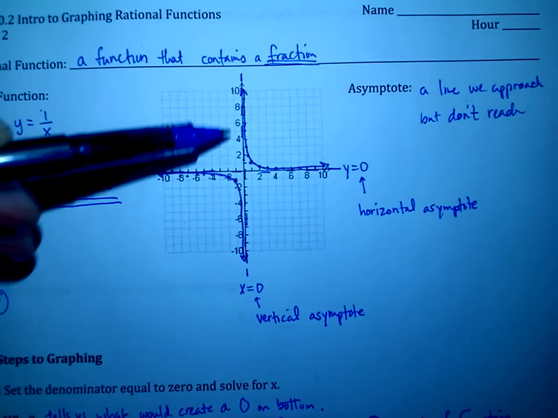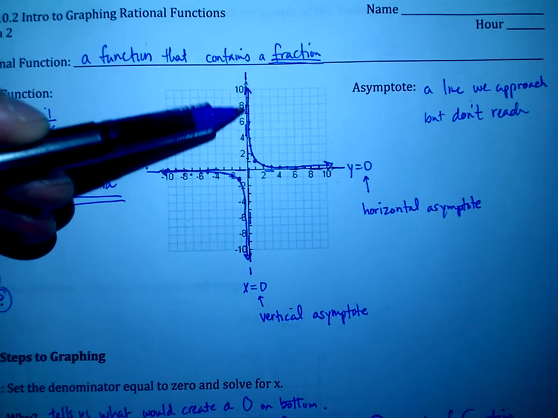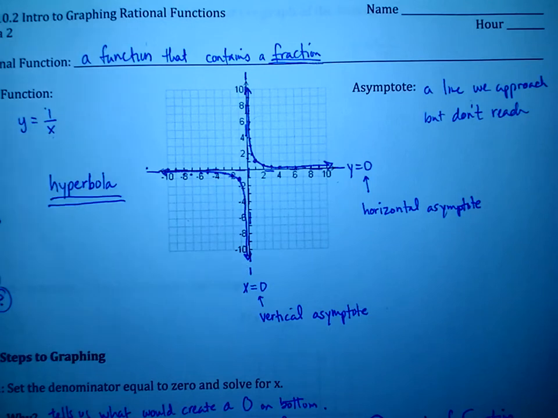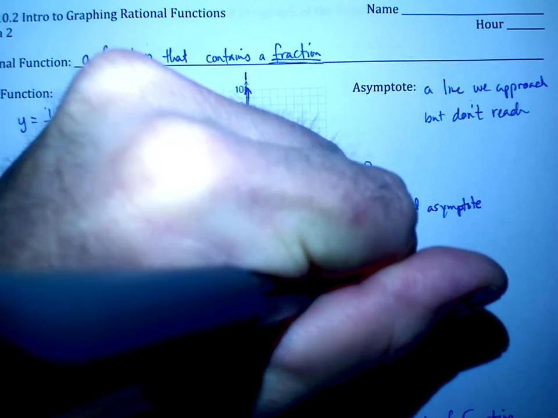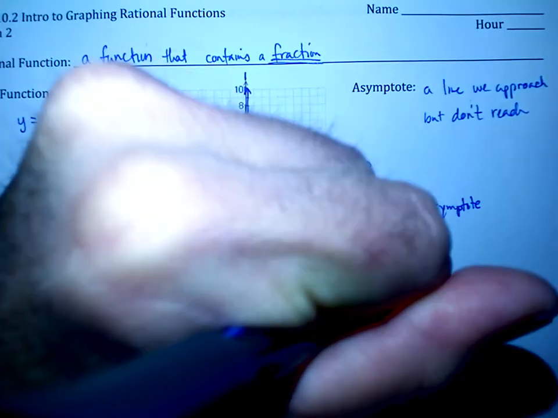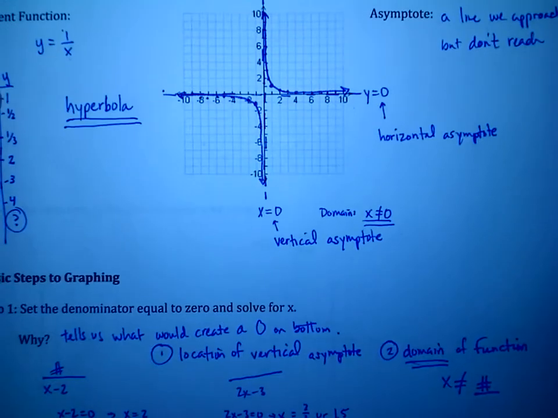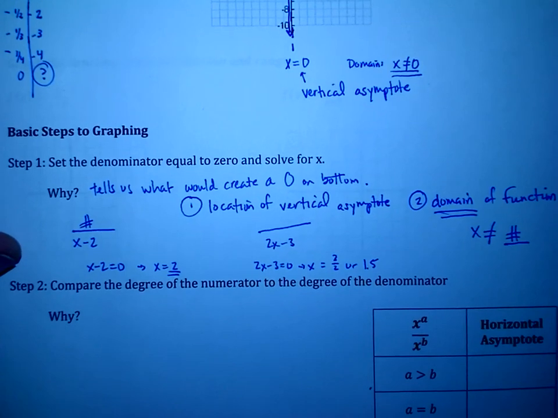On this problem, the vertical asymptote is at x equals 0. And if I asked you the domain, you'd say x can't be 0. So the domain here is x cannot be 0. That's the first step to graphing. I'm going to cut it off there, and I'll make a second video for step 2 on what we do next.